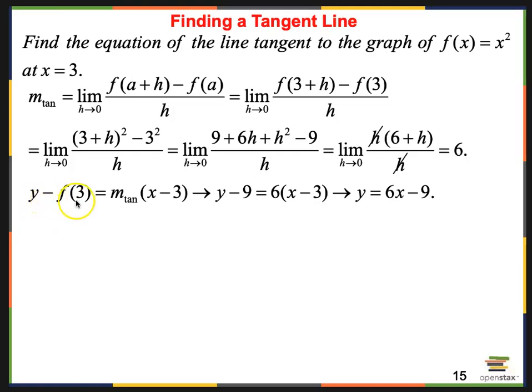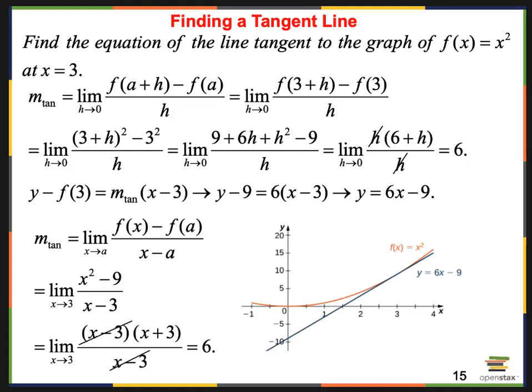So y minus f of 3 equals the slope of the tangent times x minus 3. This is that point slope formula: y minus y sub 1 equals m times x minus x sub 1. So that's all this is, the point slope formula. And we come up with our equation of the tangent line.